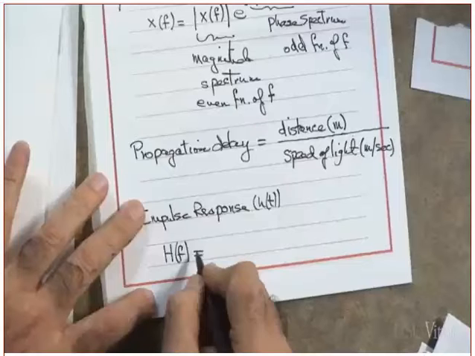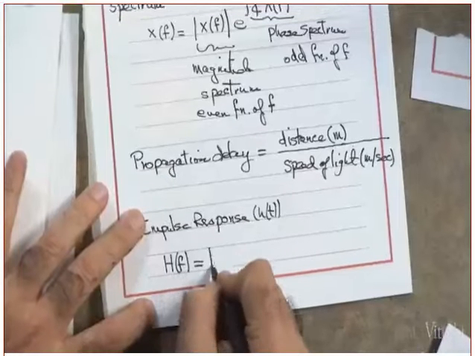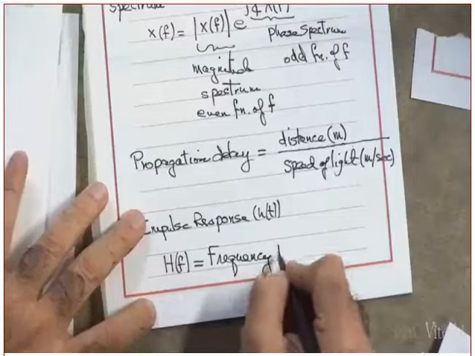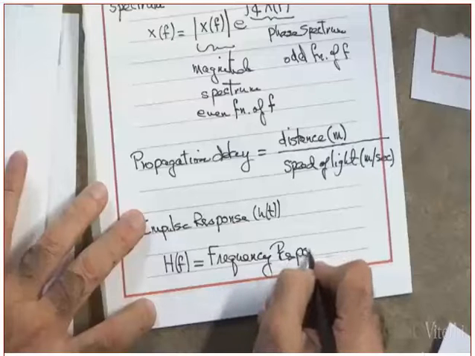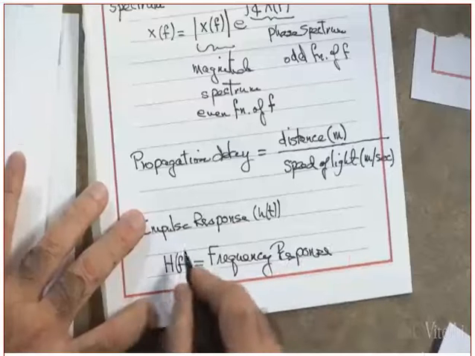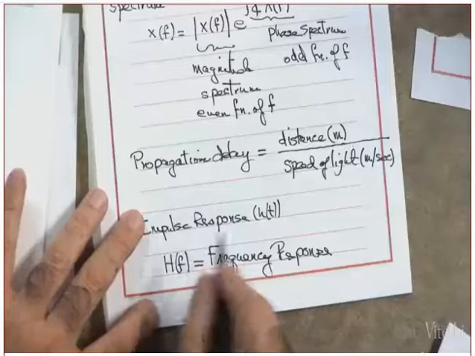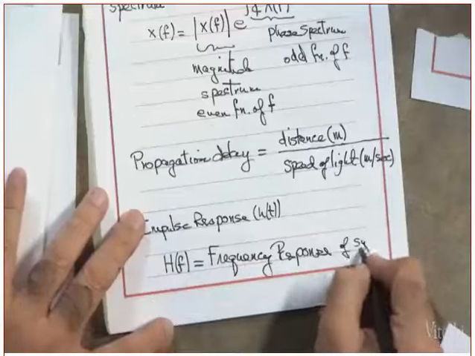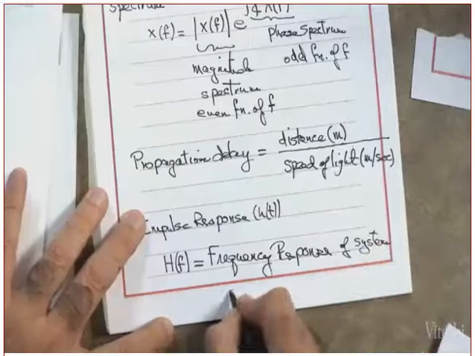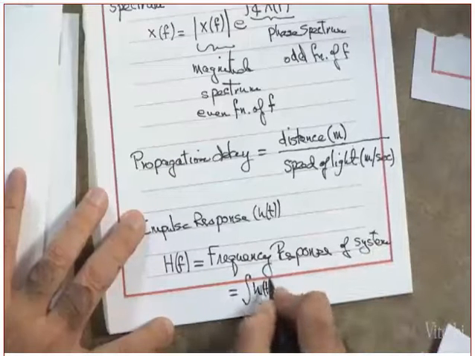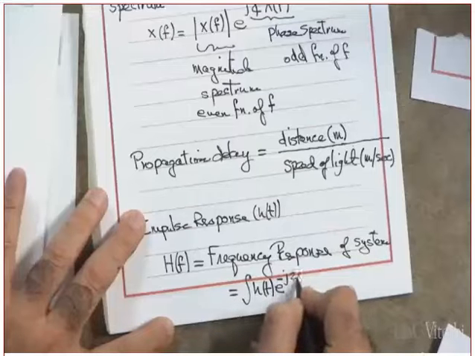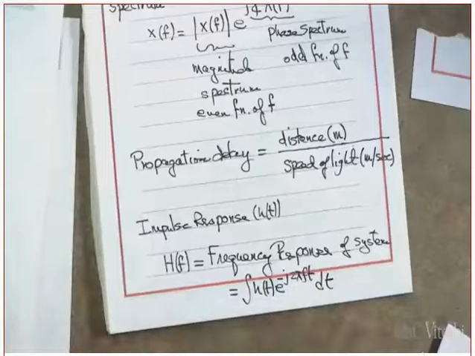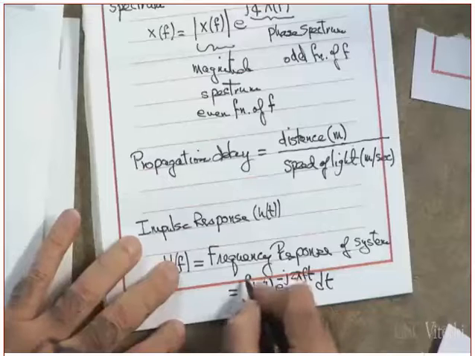I don't want you to call it transfer function. I want to call it the frequency response. The word transfer function is usually reserved for h of s, which is the Laplace transform. Frequency response of the system, which is the Fourier transform of the impulse response. Clear? Okay, minus infinity to infinity.